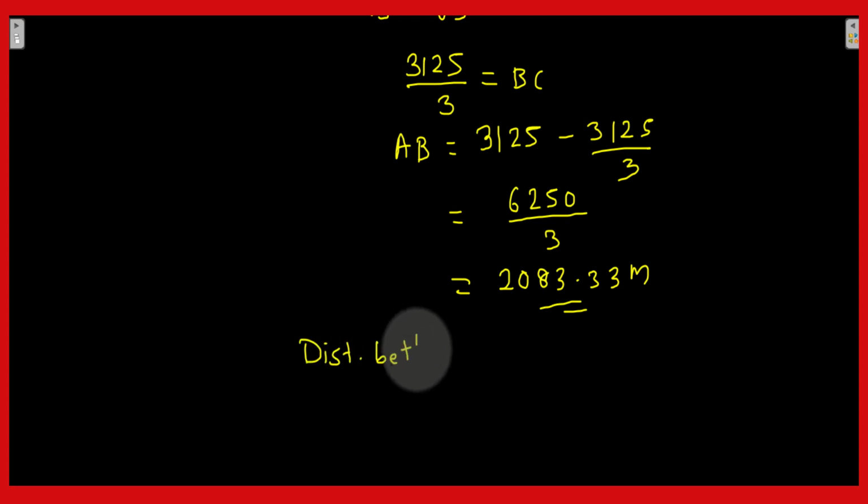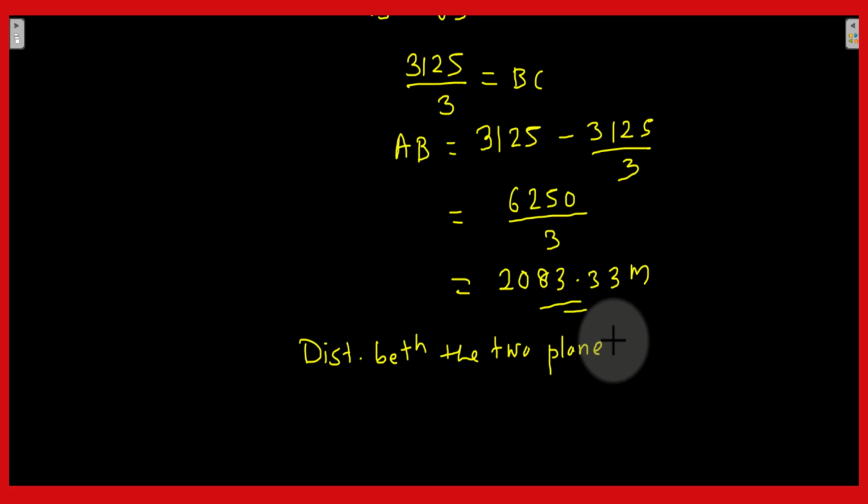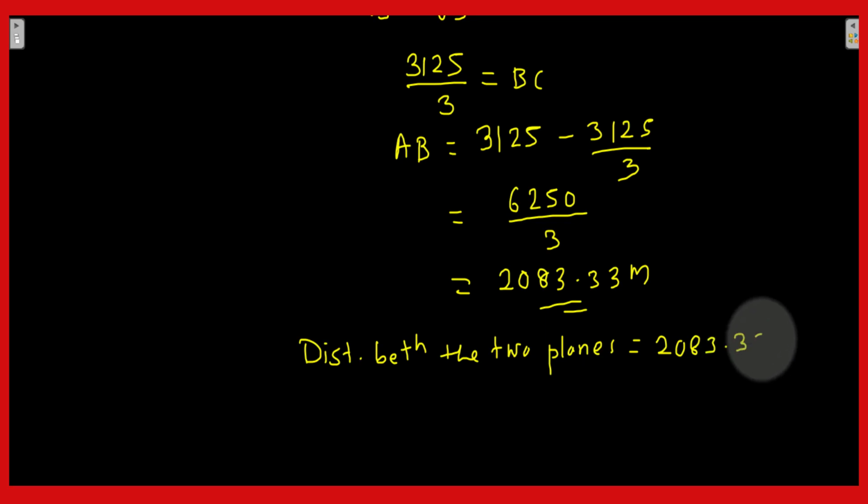So at the end you have to write that distance between the two planes is equal to 2083.33 meters. So here we have seen two questions on heights and distances, or applications of trigonometry.